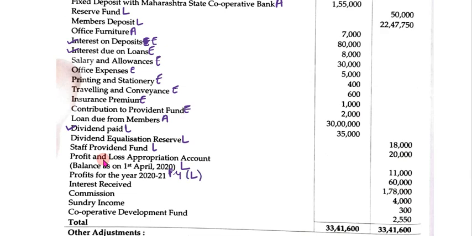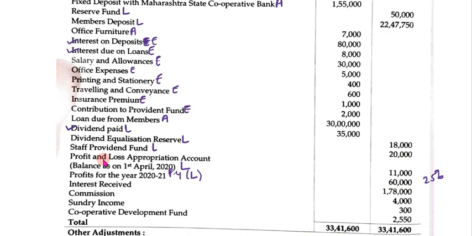And remember one thing, this is previous year profit. So in reserve funds, we have to transfer 25% of profit of previous year to reserve funds. Okay, so we have to find 25% on 60,000 rupees and transfer it to reserve fund, and this entry will come in liability side. Then interest received is 1,78,000.